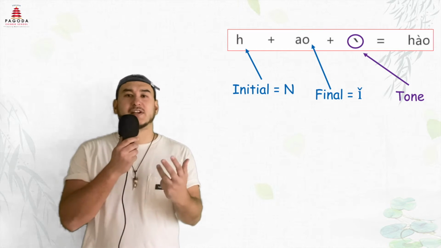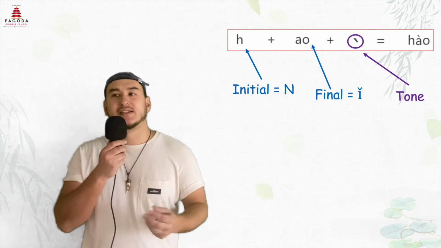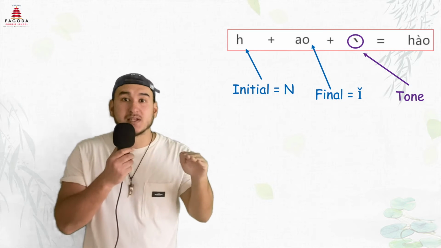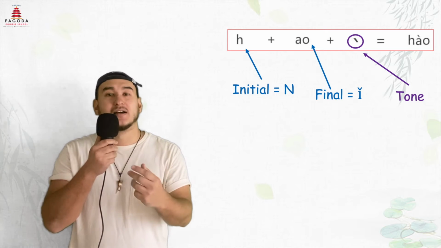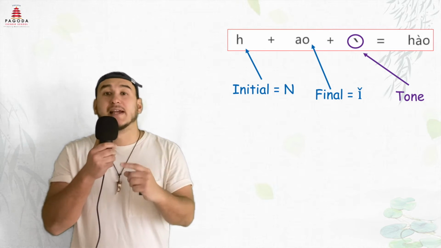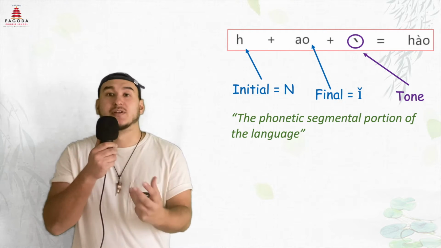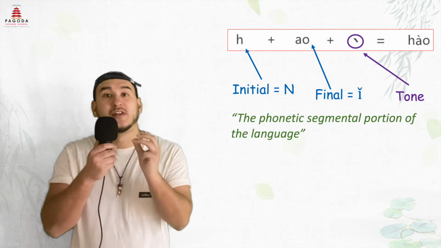Let's have a look at another example. So, let's take the letter H as the initial, and the letters AO for the final. Okay, in 4th tone, so that abrupt sound, together this would sound how. So as we can see, initials and finals are not necessarily one letter long. It is worth mentioning that they don't represent a letter-by-letter structure as they would in English, but merely a phonetic segmental portion of the language.